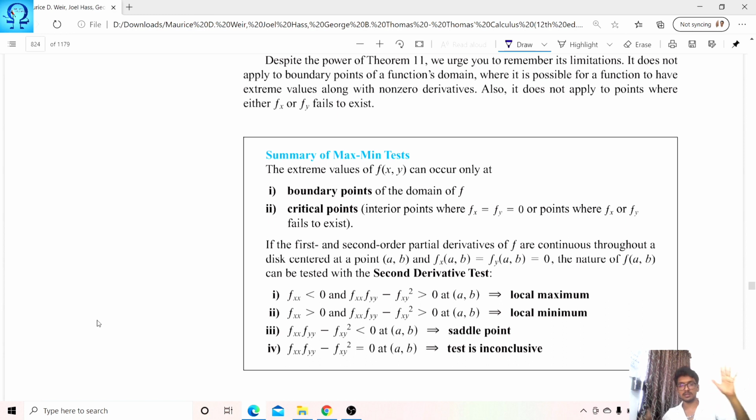And this is the summary that we have seen in this lecture that you can go through.